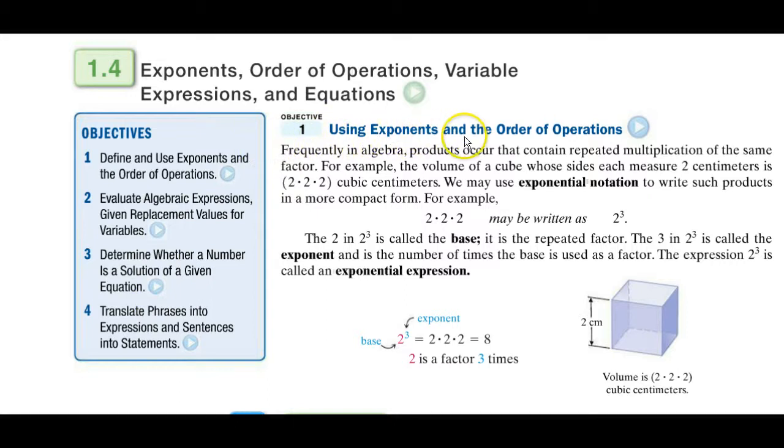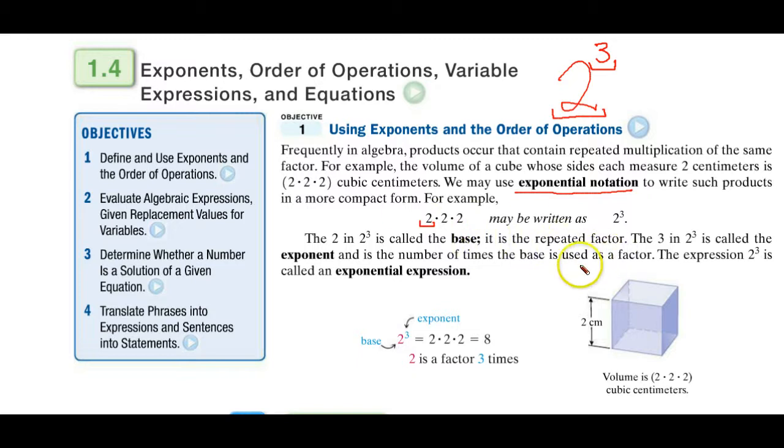Objective 1, using exponents and order of operations. Now, first of all, what is an exponent? Well, we use it in what is called exponential notation, where we have a base 2 that is multiplied by itself 3 times. We take the number of times it's used as a factor and write that up here as an exponent. So we say 2 to the third power, where 2 is the base and 3 is the exponent.